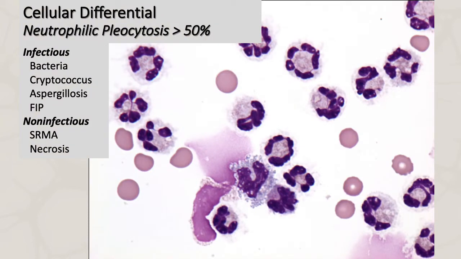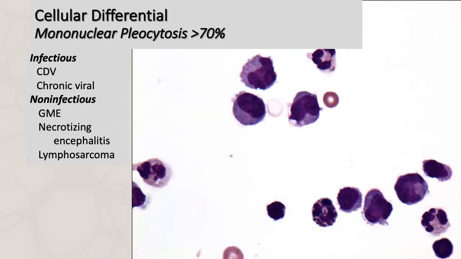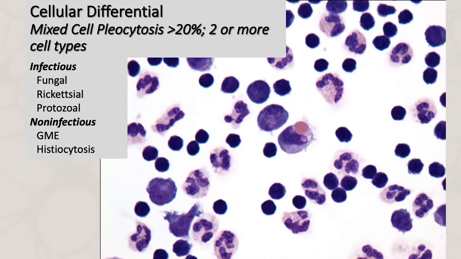What's more important really than the cell count is going to be the differentials. So there's a number of different differentials with neutrophilic pleocytosis, the most common being bacterial or steroid-responsive meningitis arteritis, but you can also see it with Cryptococcus, aspergillosis, and FIP. With mononuclear pleocytosis, the most common cause is going to be GME, but you can see it with viral diseases, necrotizing encephalitis, and lymphoma as well.